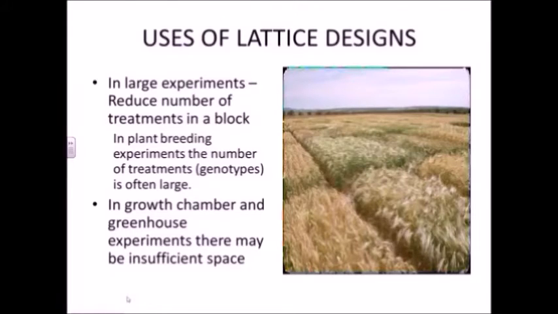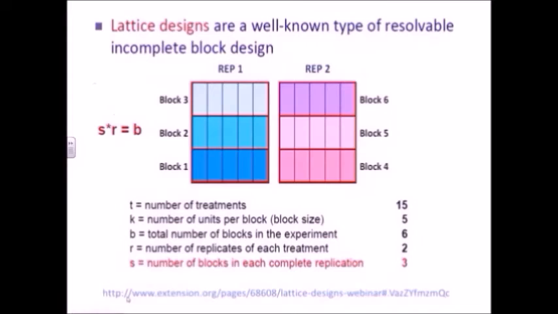Often if you're doing, say, insect vectored virus work, you've got a cage that you can put a certain number of plants into with the insects, and there's a limit to how many you can put in a cage, so you simply can't get all your treatments in. So the incomplete design or the lattice design becomes an appropriate way to make that work logistically, based on space constraints. Lattice designs are a well-known type of resolvable incomplete block design.